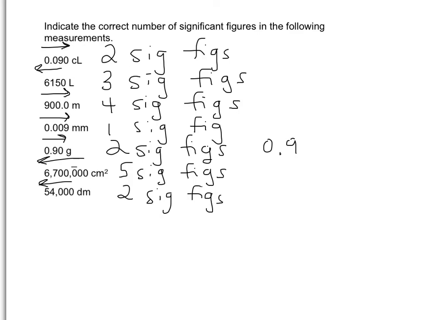Measurements like these are very poor. Those zeros are just holding place, so our measuring instrument was not able to measure the ones place, the tens place, the hundreds place. Our measuring instrument only started measuring at the thousands place, and that's our estimated digit in this measurement. So this isn't a very good measurement at all, and not a very precise measuring tool was used.